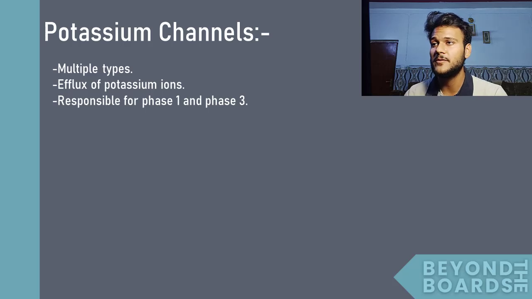And so to review what I said, there are multiple potassium channels that are responsible for potassium efflux. They're responsible for phase 1 and phase 3 of the myocyte action potential, which we'll talk about. These phases involve repolarization of the cell, and there may also be some contributions to phase 2, but to a lesser extent.